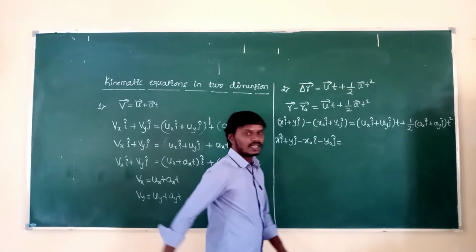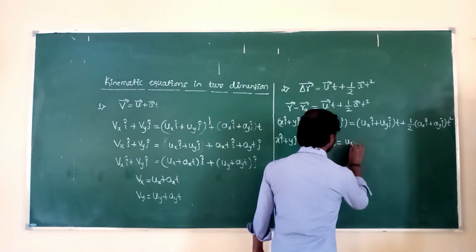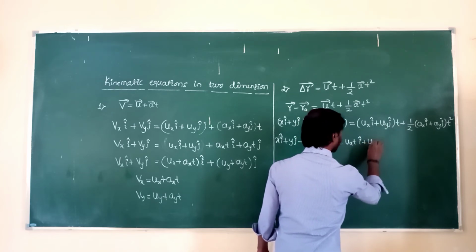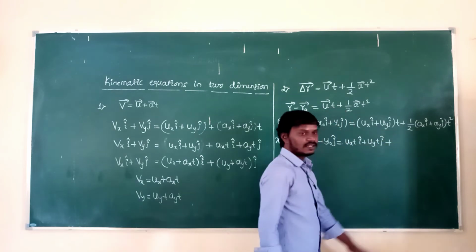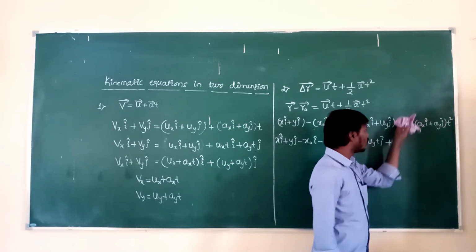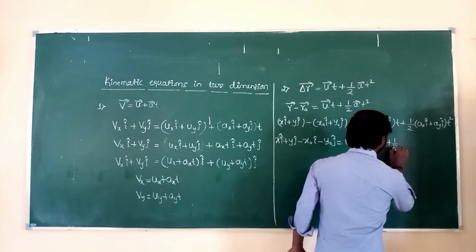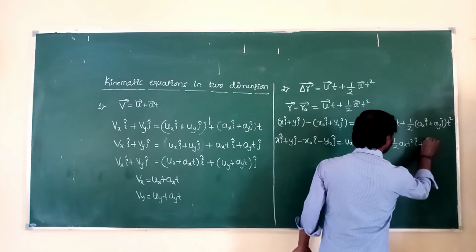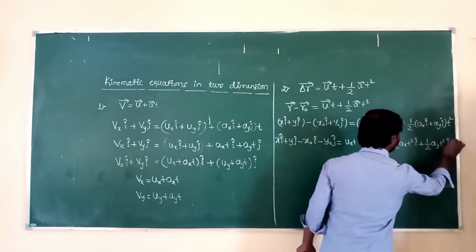That is equal to, I will multiply this bracket with the t. Then ux into t i and uy into t j. Then next here I will multiply this bracket with 1 by 2 t square. Then we will get 1 by 2 ax t square into unit vector i plus 1 by 2 ay into t square into unit vector j.